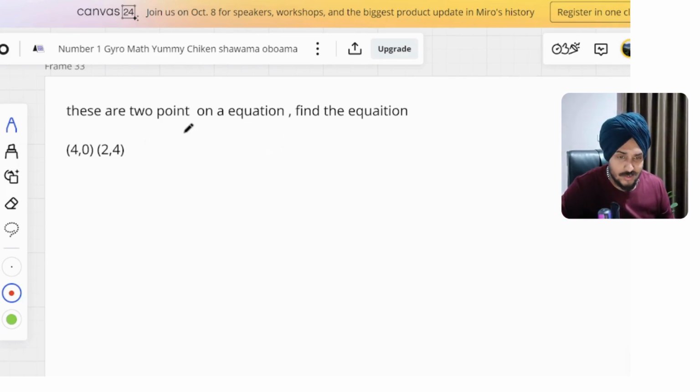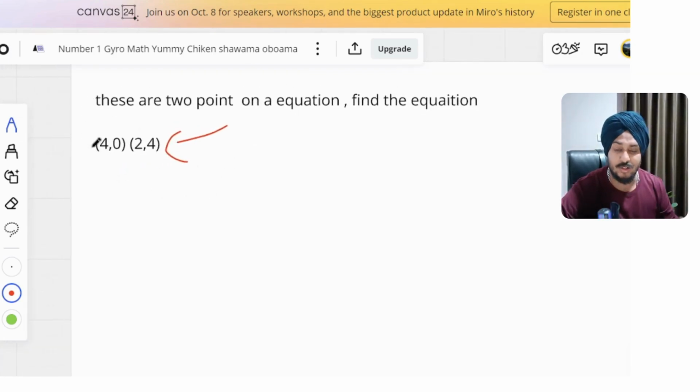There are 2 points on a line. Find the equation. So they have given us the points, and we have to find out the equation. Pretty easy it is. Now you can label these points.